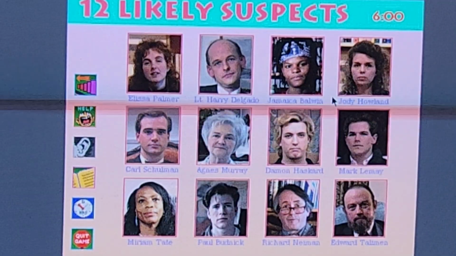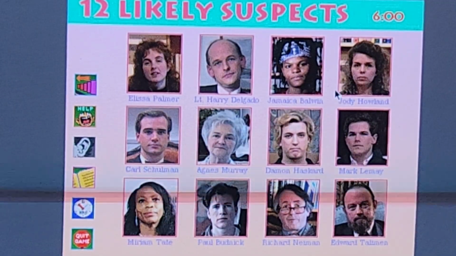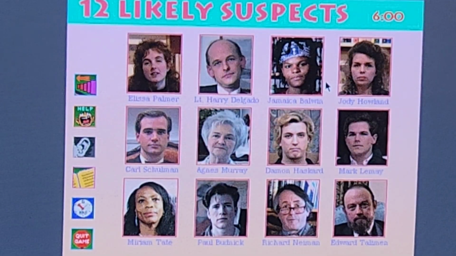Jamaica Baldwin, who is another contact of the deceased. Jody Howland, who is a fellow tenant of the building that Elspeth lived in and owned. You'll find that out. Carl Schulman, who is another apparently close friend and possible suspect here.